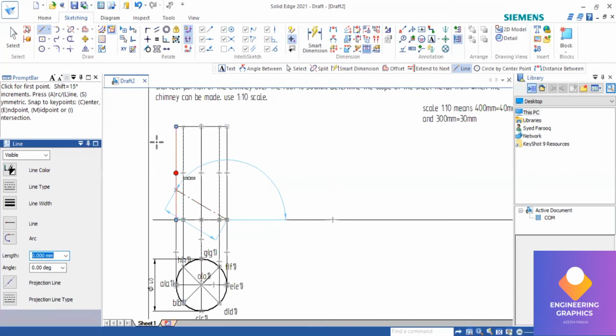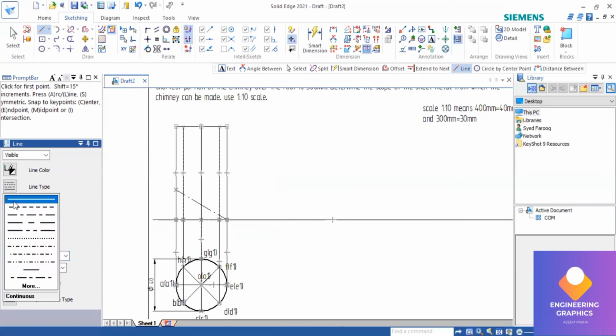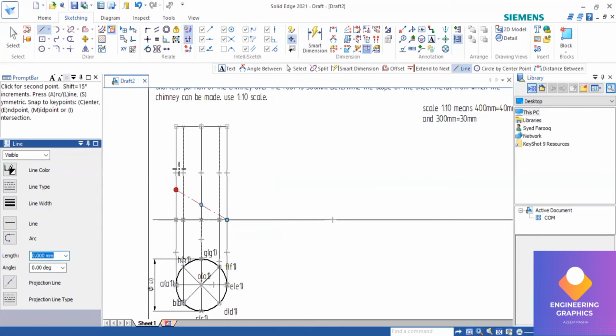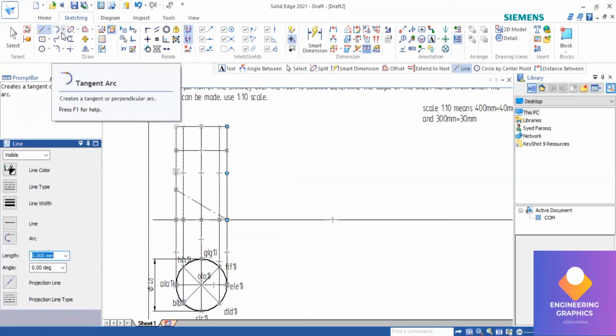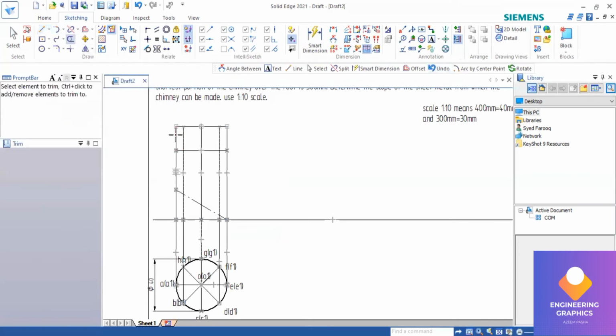Now from this end, the shortest portion they have mentioned is 30 mm. So from this end, okay, we have to consider 30 mm. So give type 30, okay. Then here you connect. So this is the height of the chimney, okay. The upper portion we should erase. Using the trim command, I am going to remove that upper portion, okay.